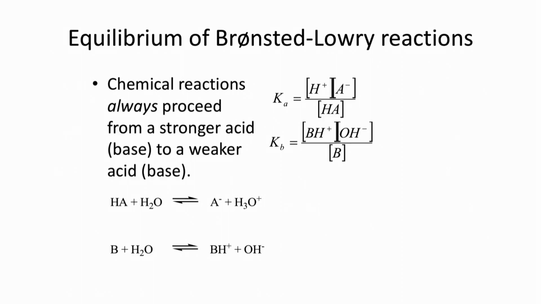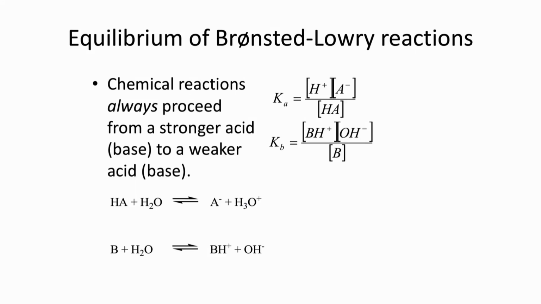So we can write down an equilibrium reaction for a Bronsted-Lowry acid or for a Bronsted-Lowry base. We're going to call the Bronsted-Lowry acid HA. If this comes into contact with water, the HA dissociates, or breaks apart, into H plus and A minus, and the H plus latches onto the water to make H3O plus, or hydronium ions. We're going to use H plus and H3O plus interchangeably.